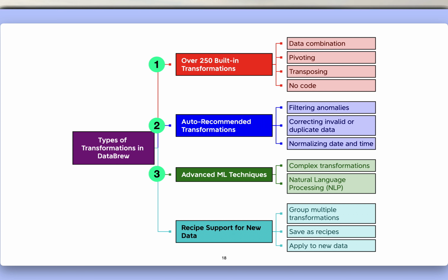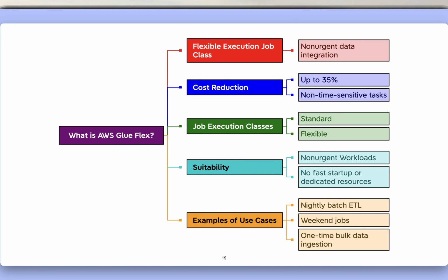3. Advanced ML techniques. For complex transformations like converting words to a common base or root word, DataBrew employs advanced machine learning techniques including natural language processing, NLP. 4. Recipe support for new data. You have the flexibility to group multiple transformations together, save them as recipes, and directly apply these recipes to new incoming data.